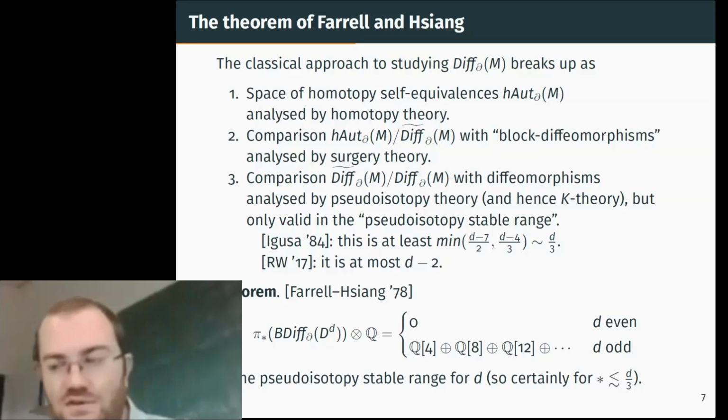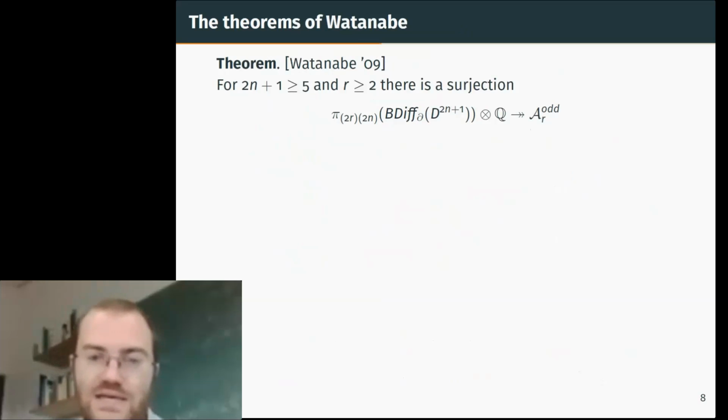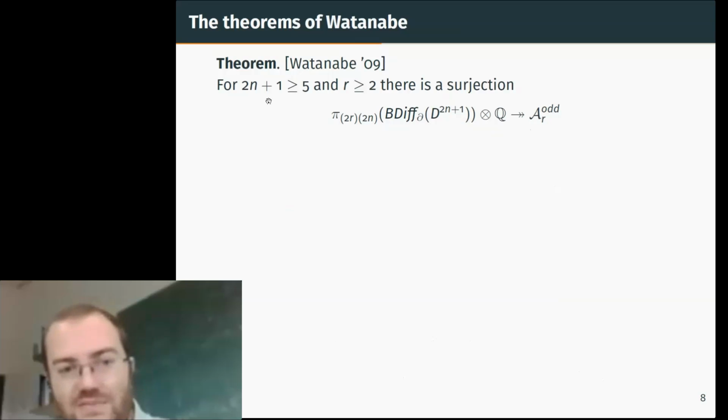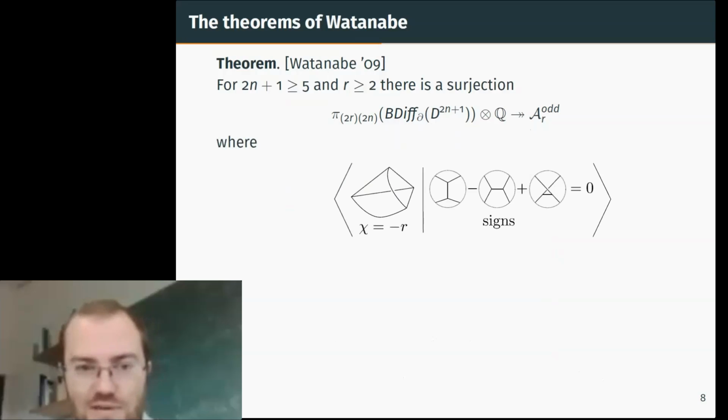The next result I'd like to mention is due to Watanabe. He first studies, in particular, odd-dimensional disks. So for any dimension at least 5, and there's a parameter at least 2, he proves that the homotopy groups of the diff of this 2n plus 1 dimensional disk, 2n plus 1 at least 5, surjects onto a certain vector space called AR. And let me tell you what that looks like.